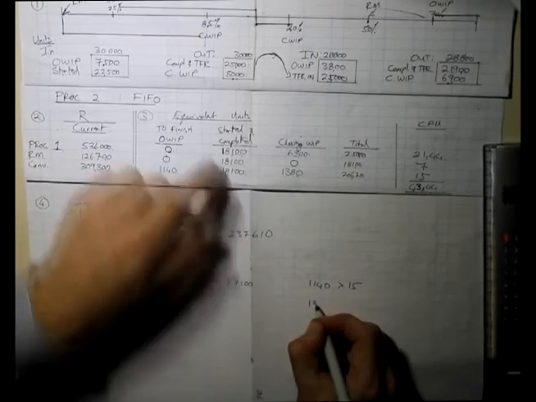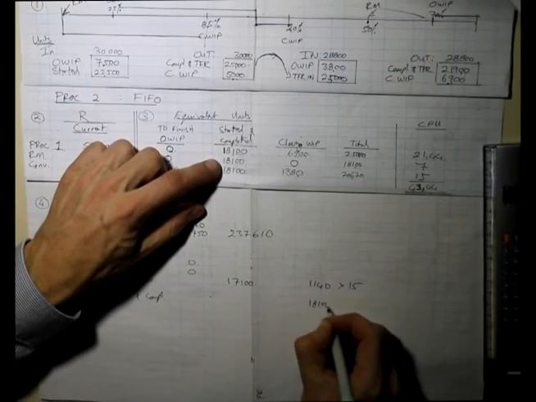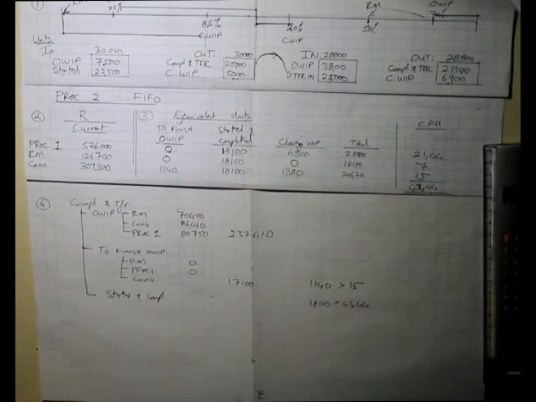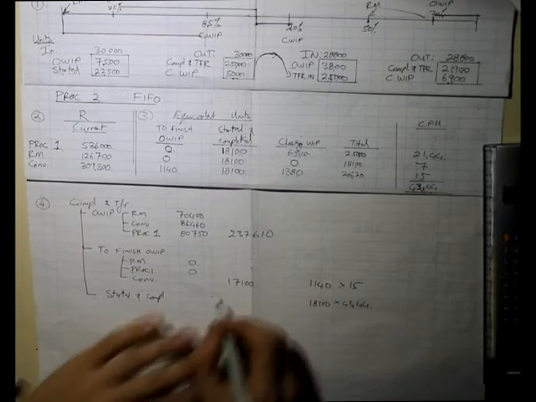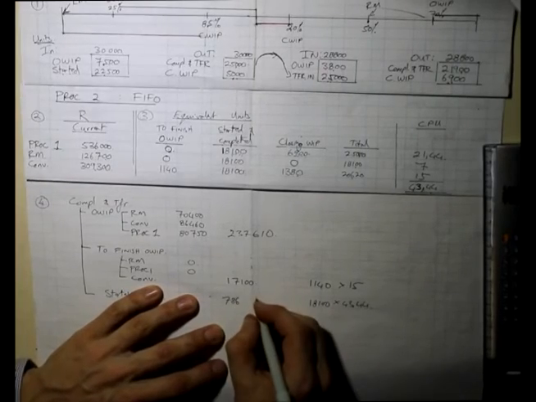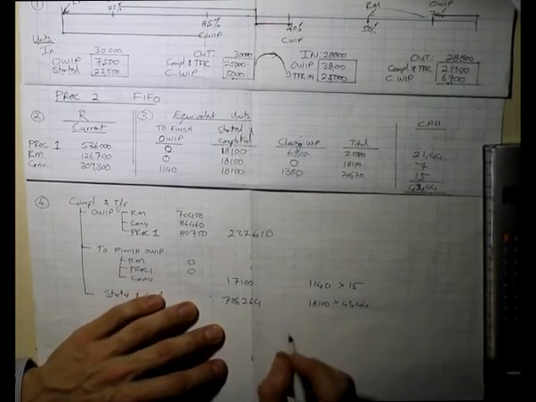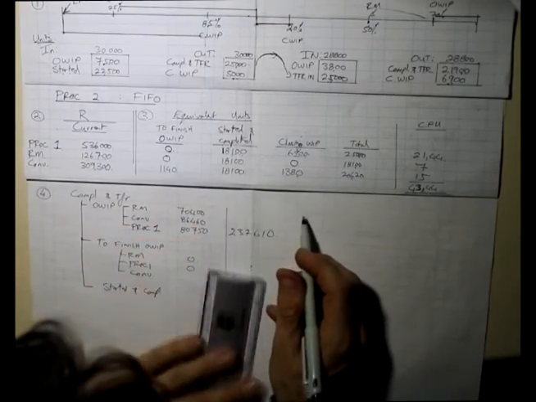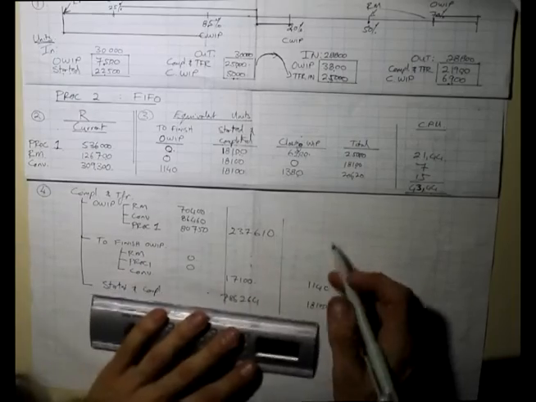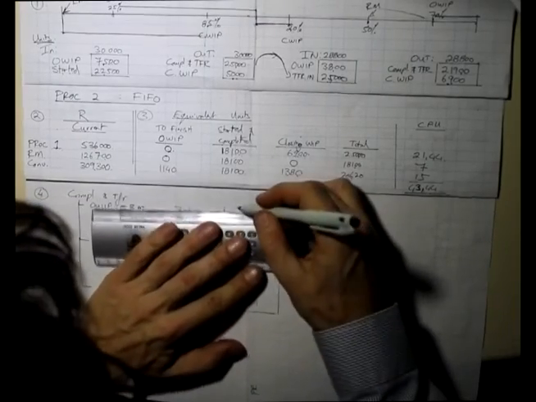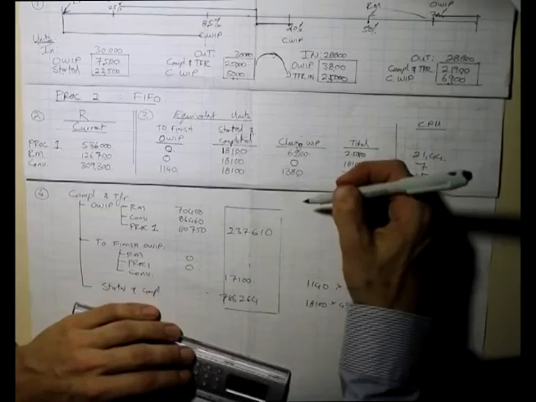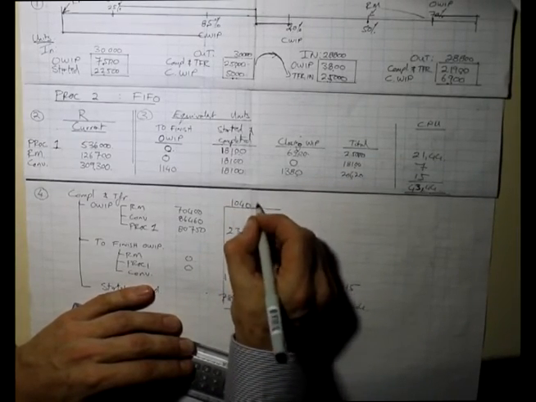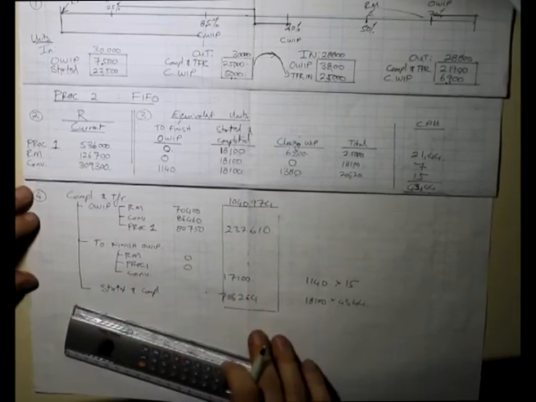And then we have new units started and completed. This is 18,100 units at an average product cost of 43 Rand and 44 cents, which gives us 786,264 for a total cost of units completed and transferred of 1,040,974.